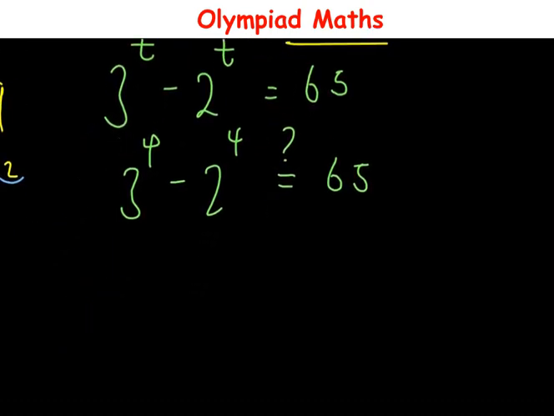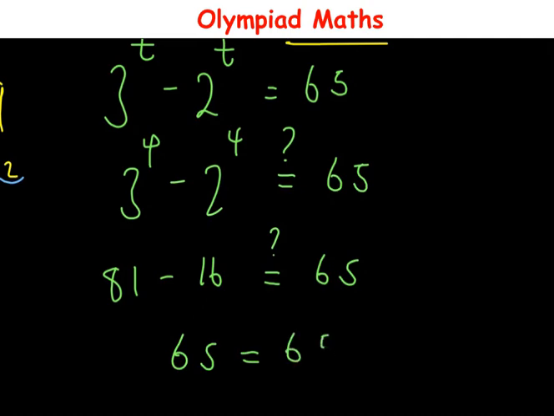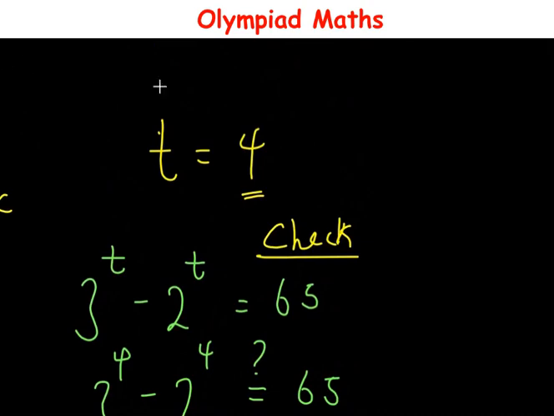So from here, 3 raised to power 4 is 3 in 4 places, and that will give you 81, minus 2 raised to power 4 is 2 in 4 places, and that equals 16. Does this equal 65? Now with this, 81 minus 16 is equal to 65, and this is equal to 65. Good. So this means that the value of t that we got as 4 is the correct solution of t.